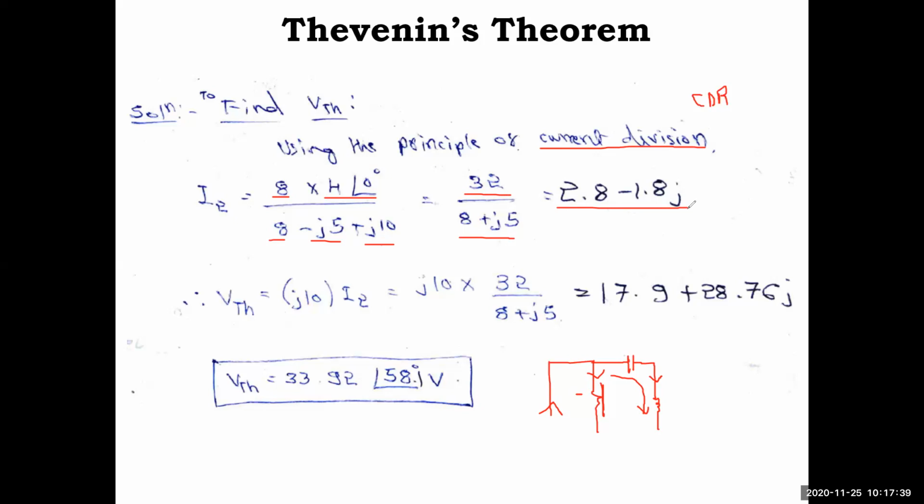32 divided by 8 plus 5i. It came 2.876 something, you can take it like that also. Then minus 1.797 is coming, I have approximated it to 1.8j. So you can keep this as it is.